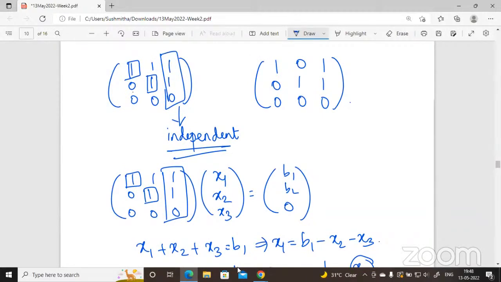If this last entry was 1, then I would have got the value of x3. In that case, it would also have been dependent. It's not independent because there is a pivot there.